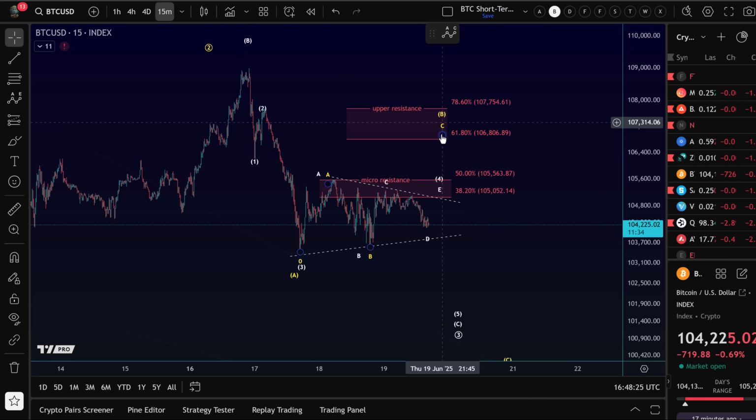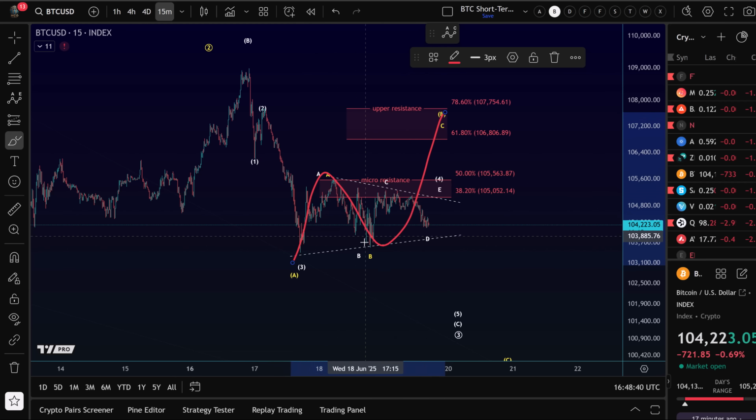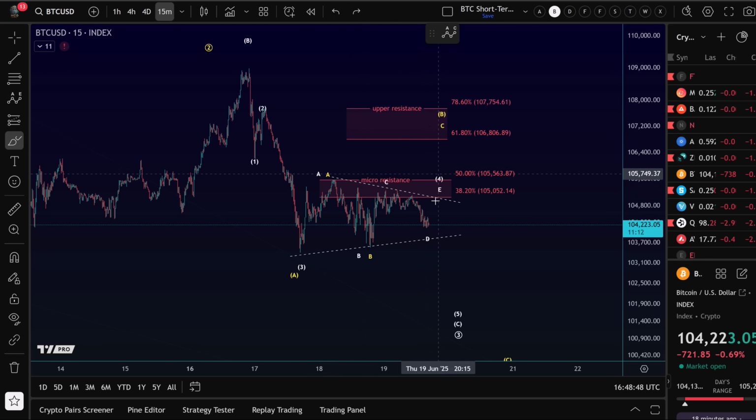But then the yellow count can take over and the focus will shift to the upper resistance area between 106,800 and 107,750. That's just upper resistance, and we could watch here for, let's say, an ABC structure. Maybe the C wave is 1, 2, 3, 4, 5. But again, also here, we'll have to see if we actually break out to the upside. For now, we're just consolidating. It was supposed to be a quiet day because the US stock market is closed, of course, as you probably know.